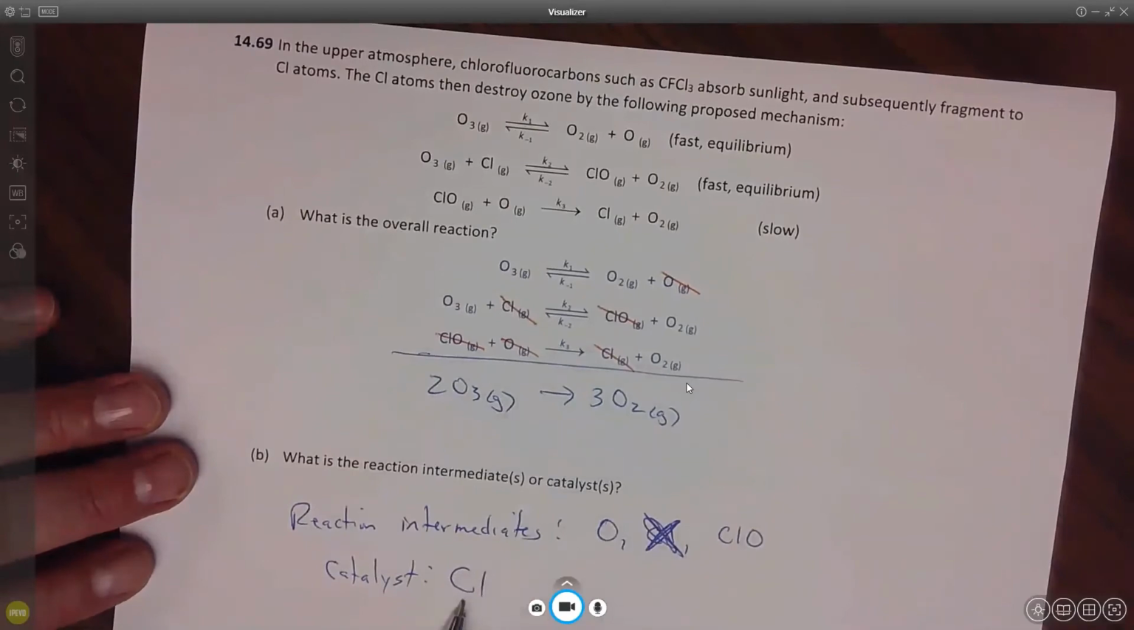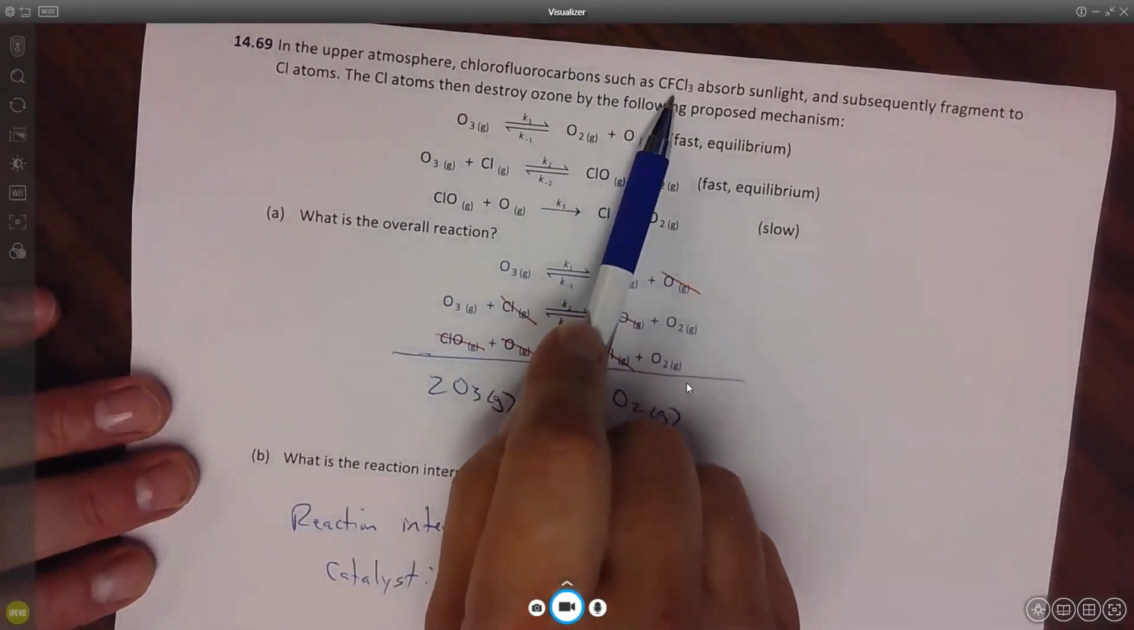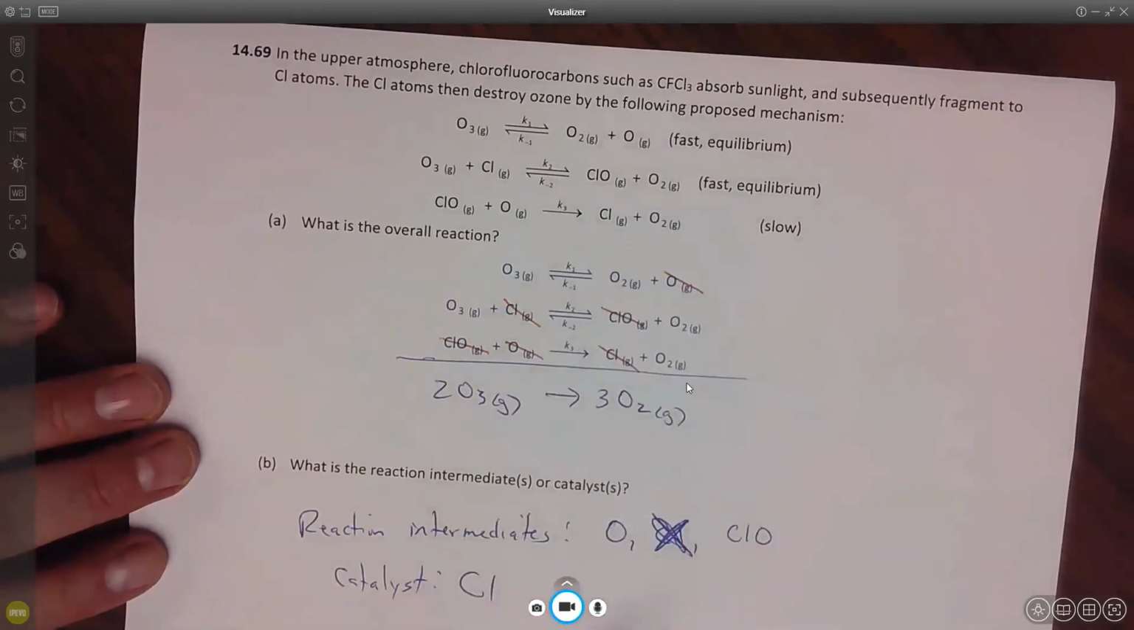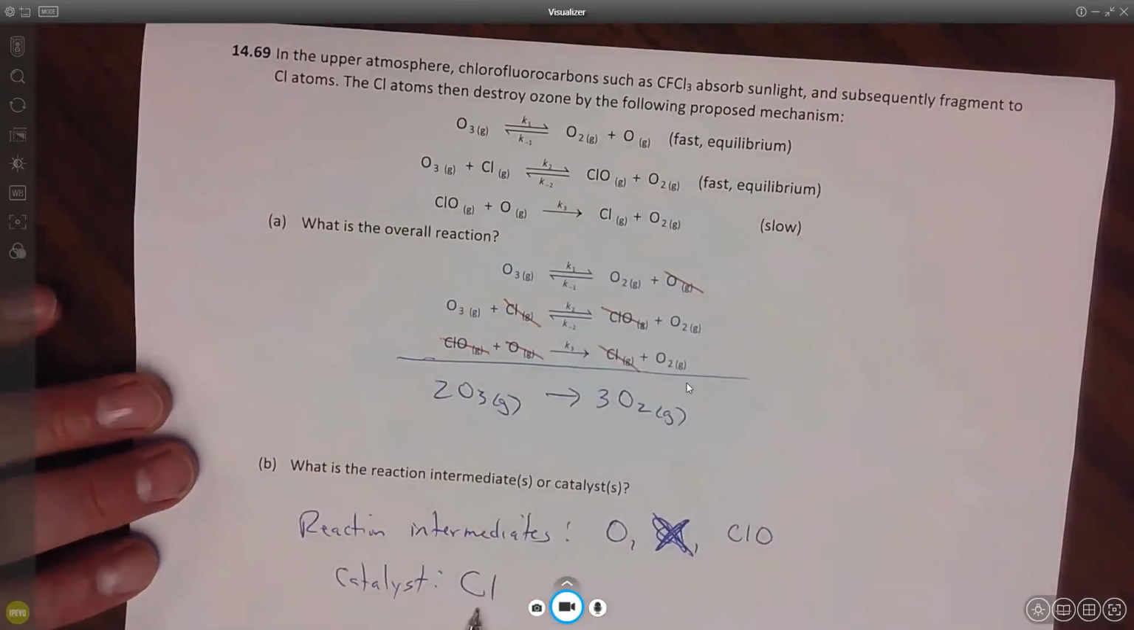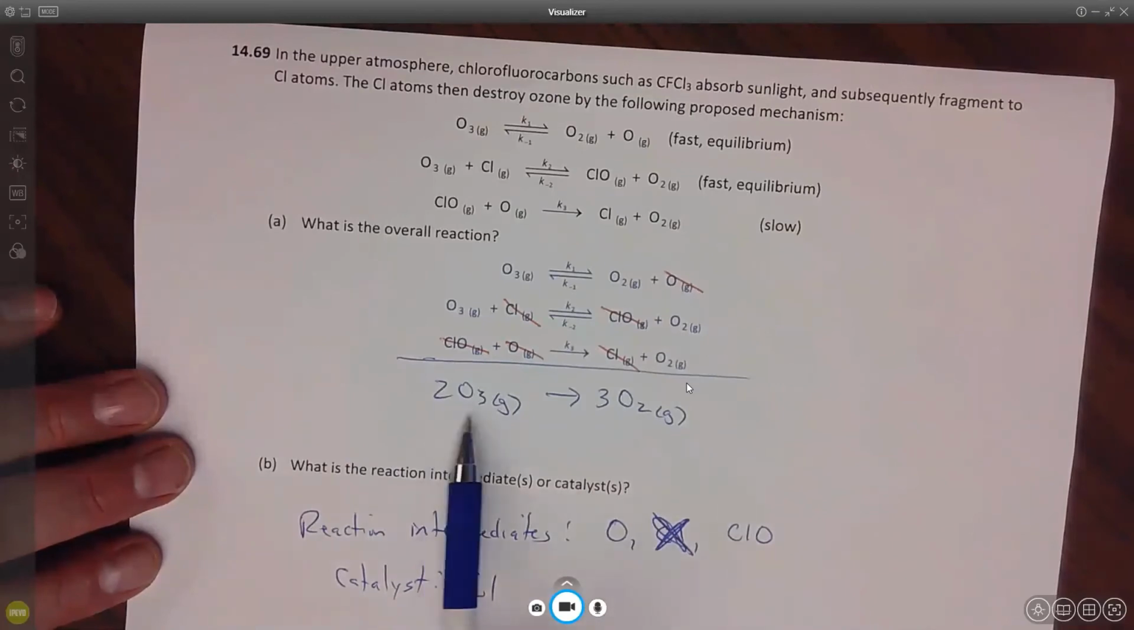So this free chlorine, remember, that's coming from the dissociation of this CFC. So that's actually a catalyst. Can oxygen or chlorine monoxide appear in our overall rate law when we're done? No. What about the free chlorine? Can it appear in our overall rate law when we're done? Yes. Catalysts can appear, but reaction intermediates cannot. Reactants can appear, products can appear, catalysts can appear, but reaction intermediates cannot.